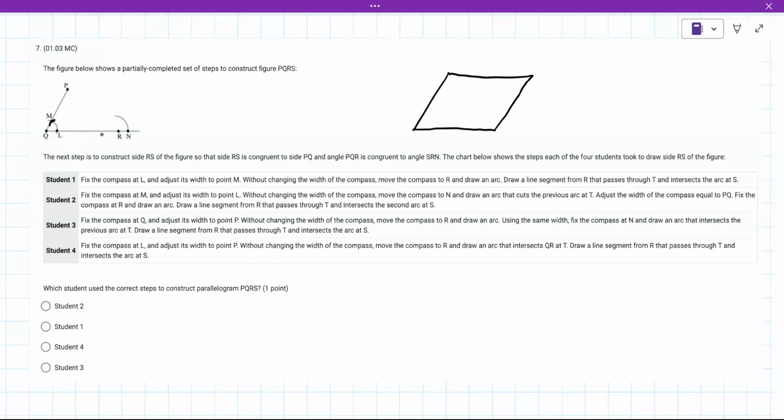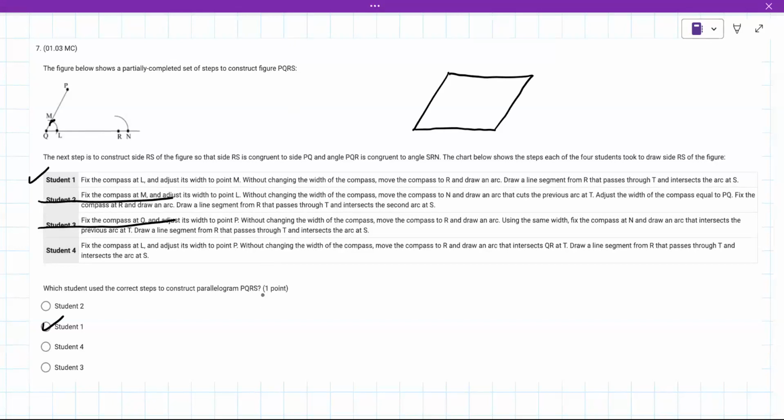Okay, so that gets rid of student 2 and student 3. But then student 4 says fixing the compass at L and then adjusting the width to point P instead of M. That's where it's wrong. You want to fix it at L and swing it to M. So that's why it has to be student 1.